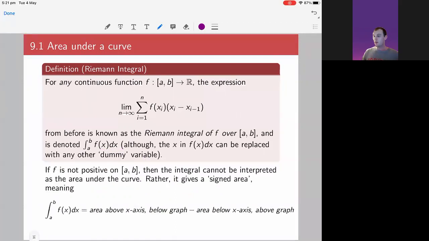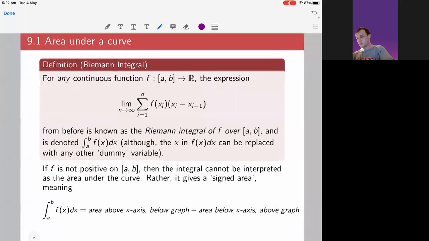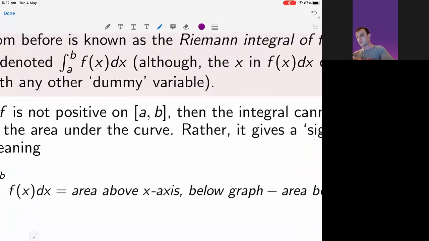Well, what I said in these slides here, if your function is not positive on your interval, then it doesn't really make any sense to say that the integral is the area under the curve. Instead, what's going on is it gives you a signed area. So what do I mean by that?